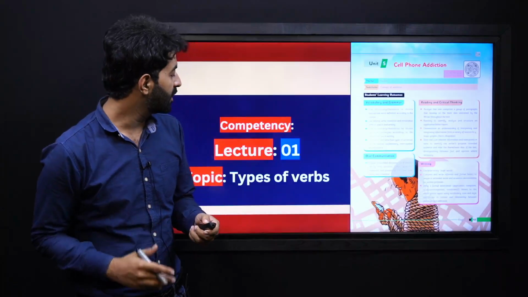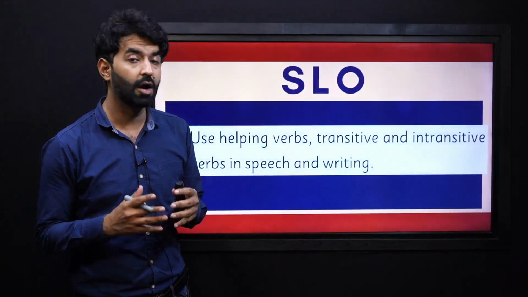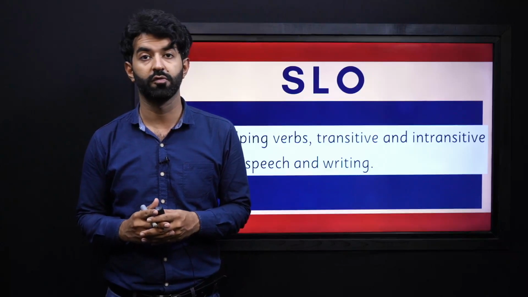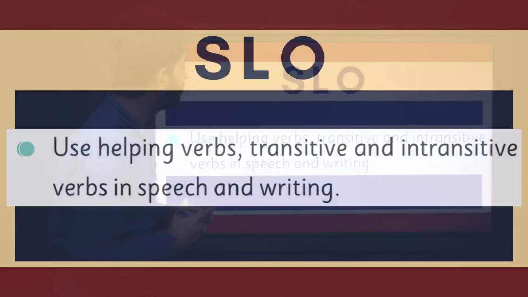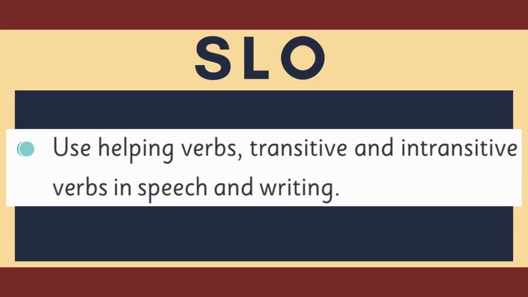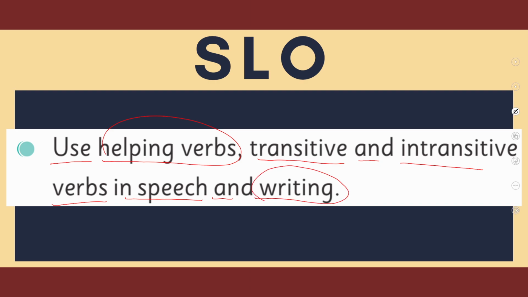Now let's see what we are supposed to do. Now we are addressing the competency of grammar and our SLO is also resonating that. So let's read our students' learning outcome. It says use helping verbs, transitive and intransitive verbs in speech and writing. So you are already familiar with verbs.